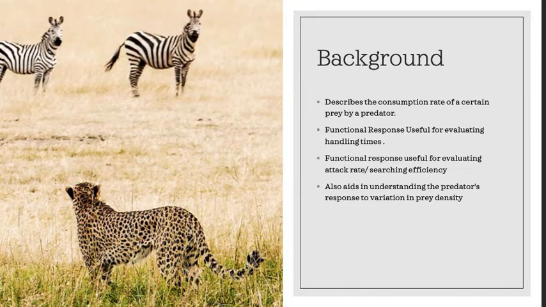This model may seem very simple, but due to the varying characteristics of different prey and predators, there is fluctuation in the predation rates. This is why there are three types of functional responses in order to account for these variations.